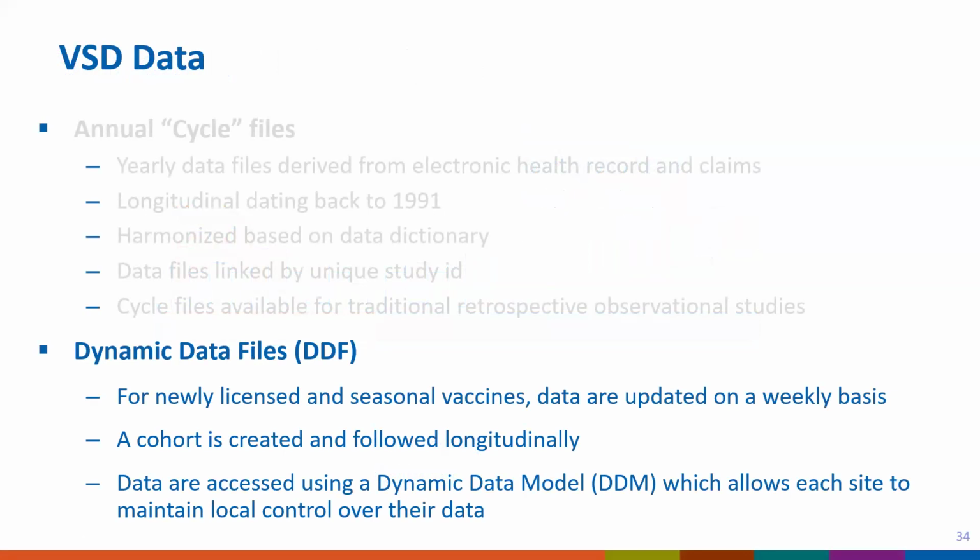Okay, so we use those designs primarily for some traditional retrospective analyses, but then we also create what are called dynamic data files, and these are for newly licensed and seasonal vaccines. And for the DDF, the data are updated on a weekly basis. So a cohort is created each week and followed longitudinally. And then the data are accessed using what we call a dynamic data model, which allows each site to maintain local control over their data.